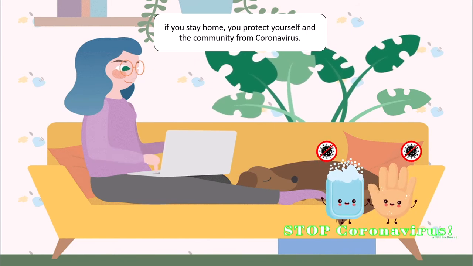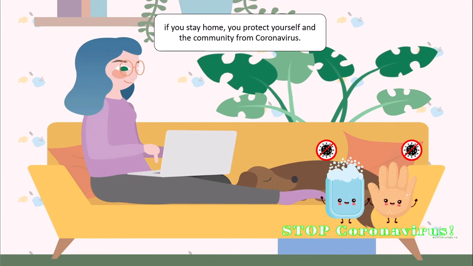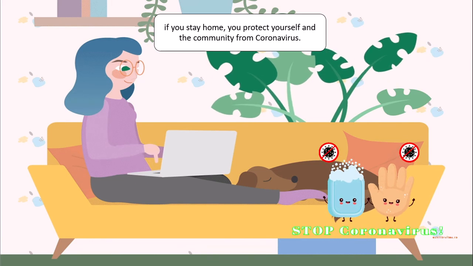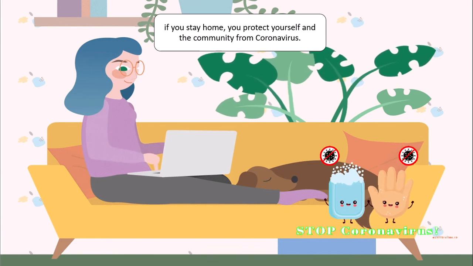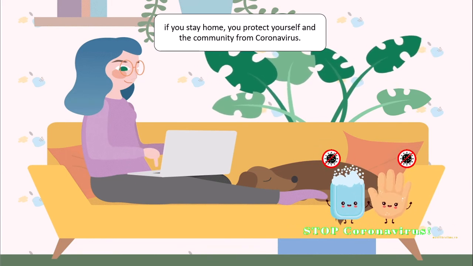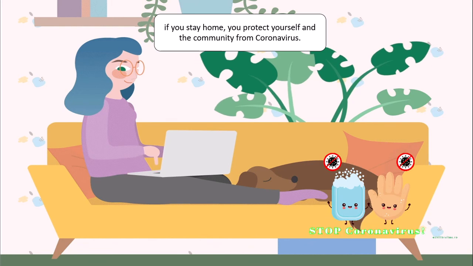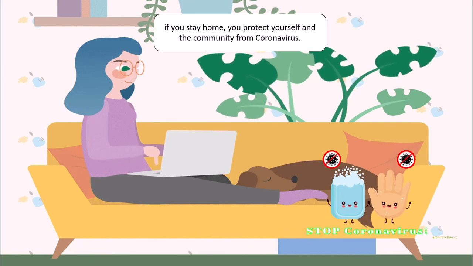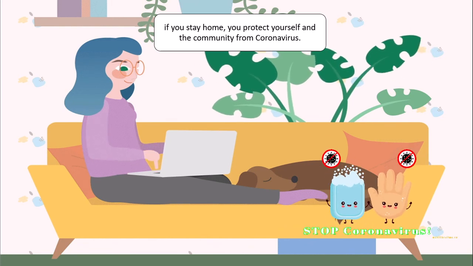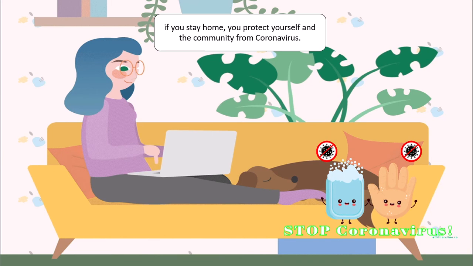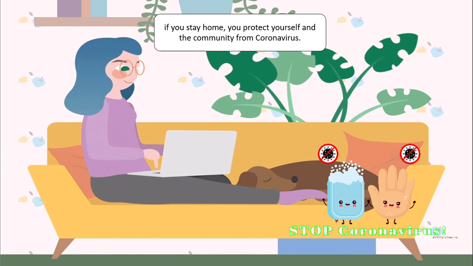It means if you stay home, you protect yourself. So this is the result, that you protect yourself and the community from the virus. So please stay home in order to protect yourself from this virus and the community also. Let's move to another example.